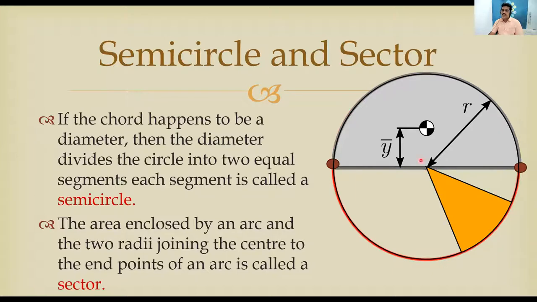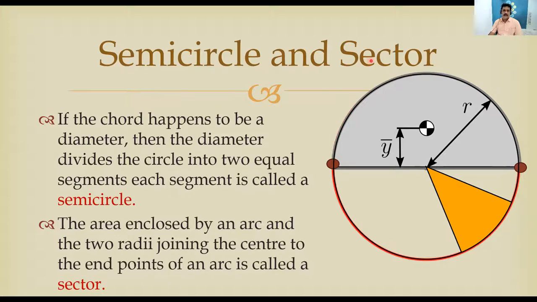So with the center, joining from the center to the end points of the arc, this part is called a sector. Okay children, I hope you understood. Half of the circle is a semicircle, and some part of the circle with 2 radii and an arc is called the sector. That is semicircle and sector.